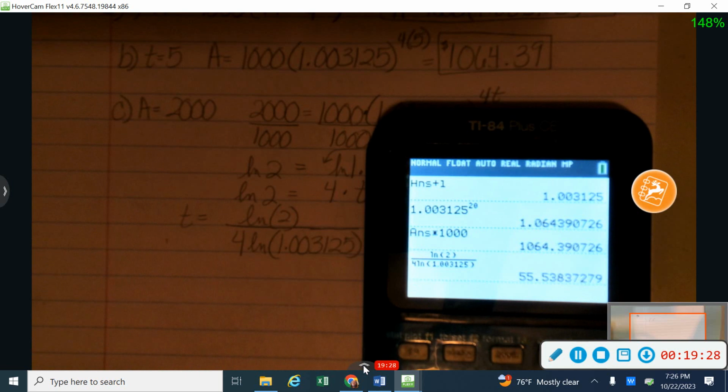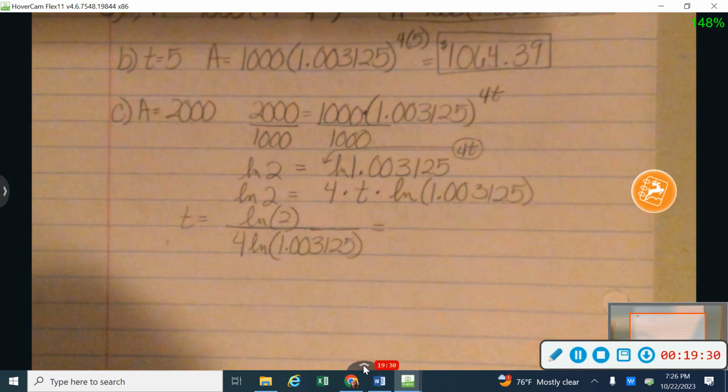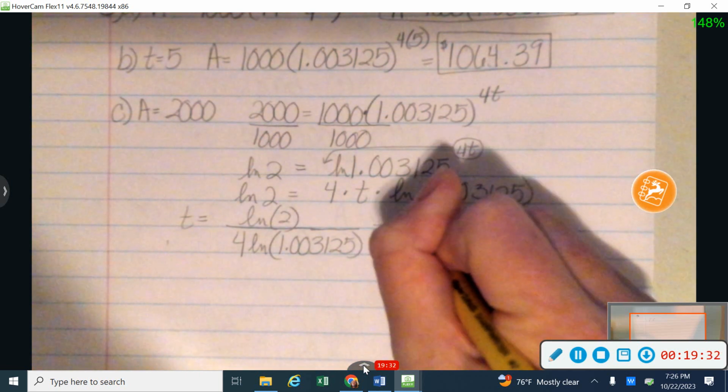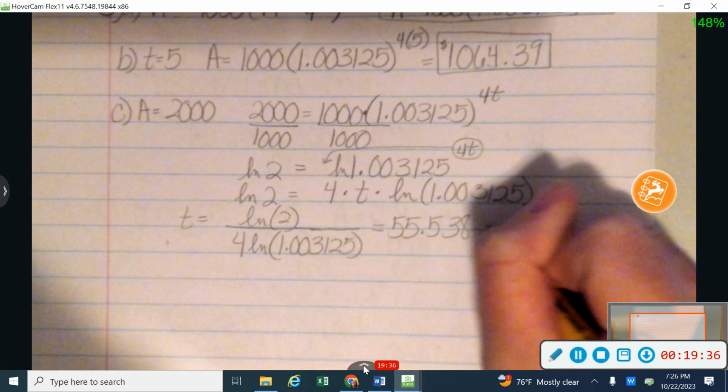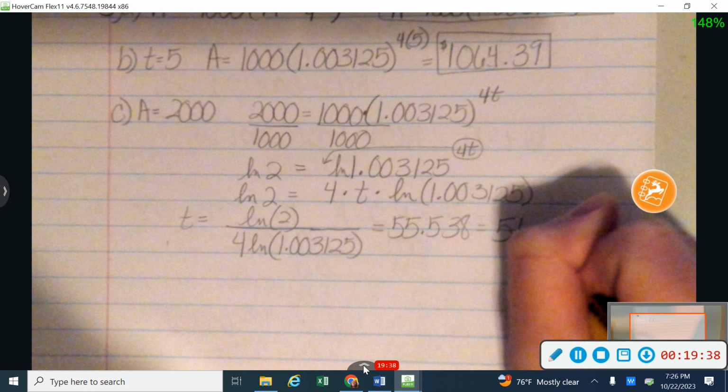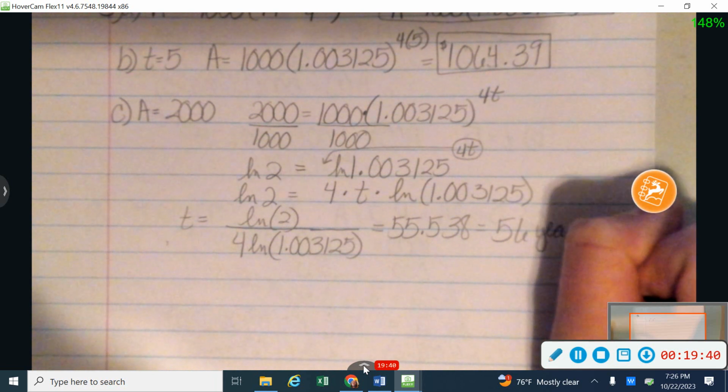1.003125. And there we are right there, and again, it says to round to the nearest year, so I'm going to say that's 55.538. I'm going to go ahead and round that up to 56 years.